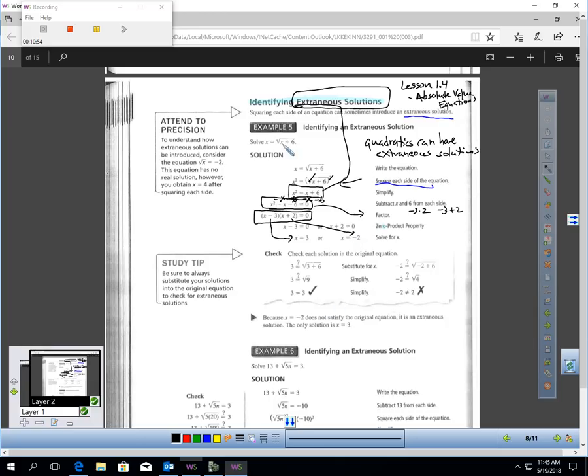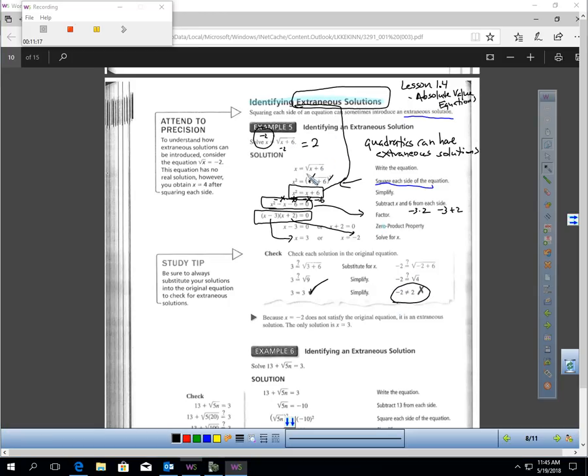If I put 3 in here, I get 3 on the left, and 3 plus 6 is 9, and the square root of 9 is 3. So 3 checks. Now let's try negative 2. If I put negative 2 in here, negative 2 plus 6 is 4, and the square root of 4 is 2, but over here I get negative 2. Okay? This would produce an extraneous solution.